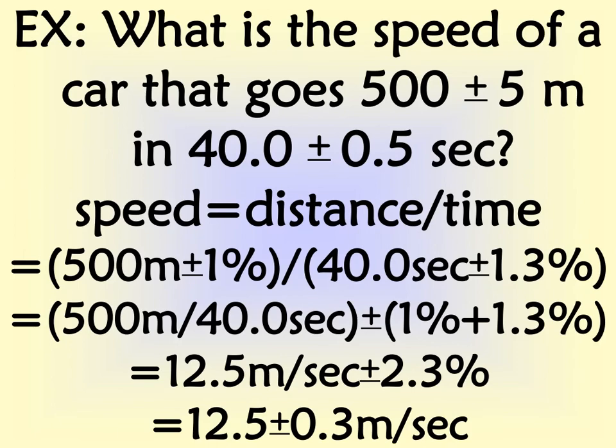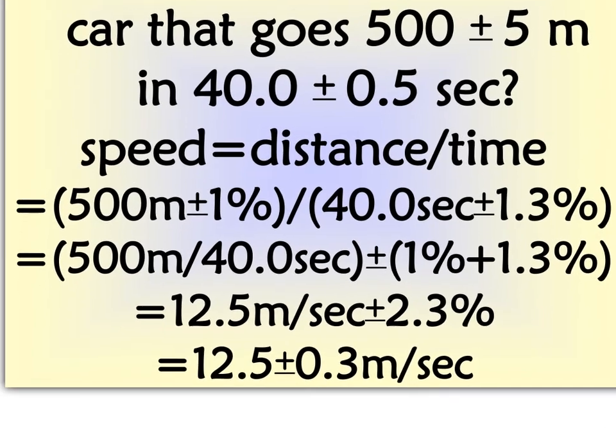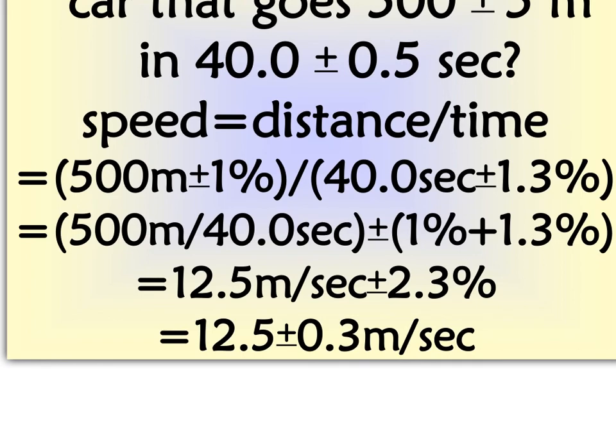If we wanted to, we could then convert that relative uncertainty back into an absolute uncertainty by reversing the process. We need to figure out what is 2.3% of 12.5. So we multiply 12.5 by 2.3 divided by 100 to get that plus or minus 0.3 meters per second.